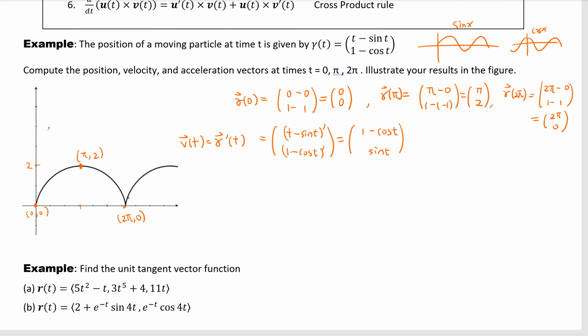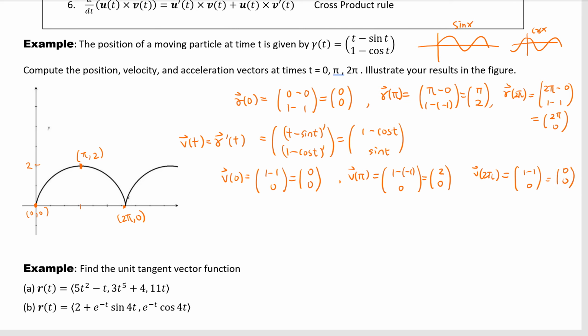Then v of 0: cosine 0 is 1, sine 0 is 0, so we have (0, 0). v of pi: cosine pi is minus 1, sine pi is 0, so this is (2, 0). And then v of 2 pi: cosine 2 pi is 1, sine 2 pi is 0, so we have (0, 0). What does that mean?